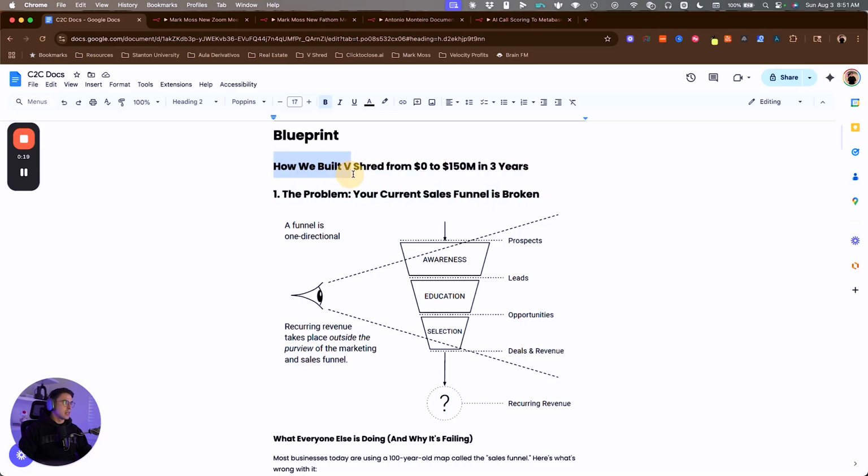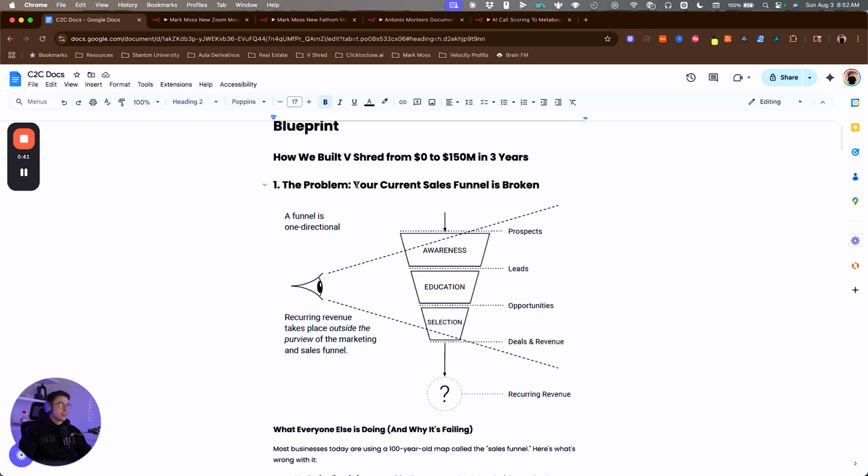And this is exactly what we've done to scale VShred from 0 to 150 million in 3 years with a super lean operation that is highly profitable, because we understand that none of the acquisition and retention departments should be leaving a silo. And that's exactly what happens with your current sales funnel.